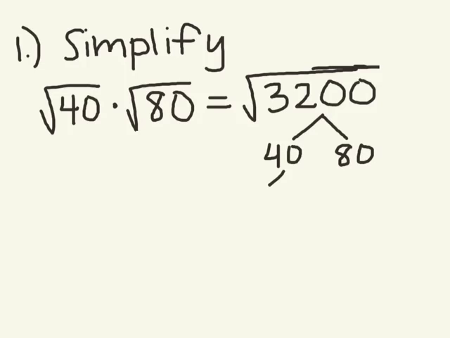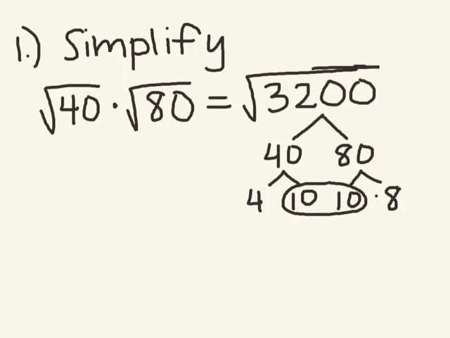40 is 4 times 10. And 80 is 8 times 10. I'm going to write it as 10 times 8 here. And there we have a pair of 10s. So we know we can take a 10 out of our radical. Remember, we're looking for an answer that looks like this. So a 10 can come out of our radical.